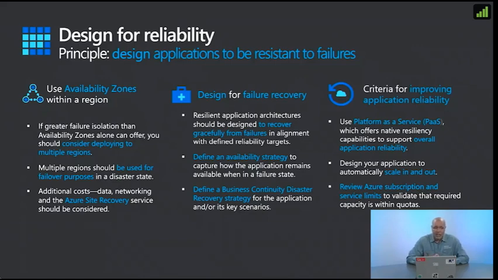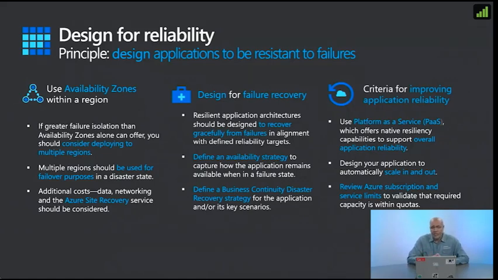Designing for failure recovery, you want to architect your applications to be resilient so they can recover gracefully from failures. You also want to define an availability strategy to be able to capture how the application remains available when in a failure state. And you want to define a business continuity disaster recovery strategy for the application and its key scenarios. You want to have a plan in place, and you want to have a process in place so that if an availability zone or a region of Azure goes down, how do you recover? And then coming up with your criteria for improving application reliability.